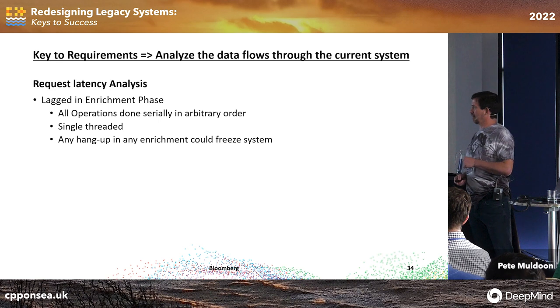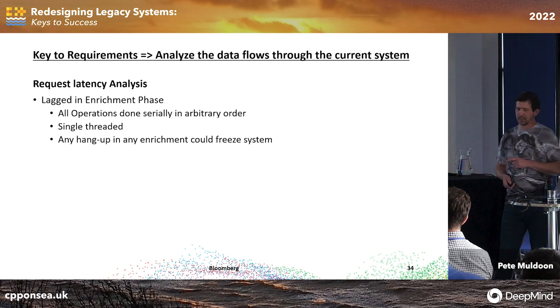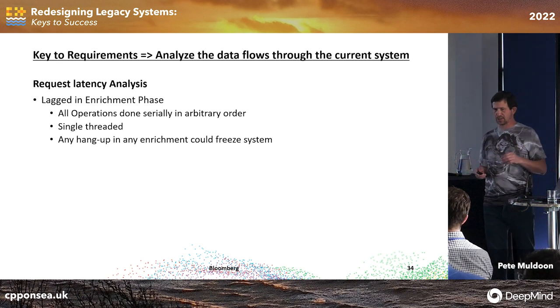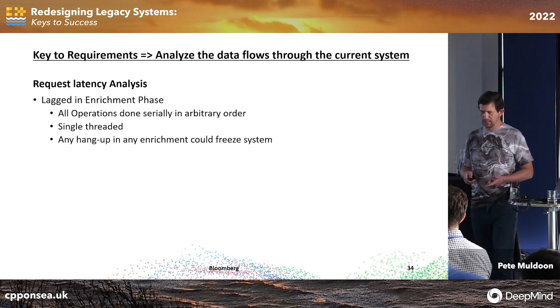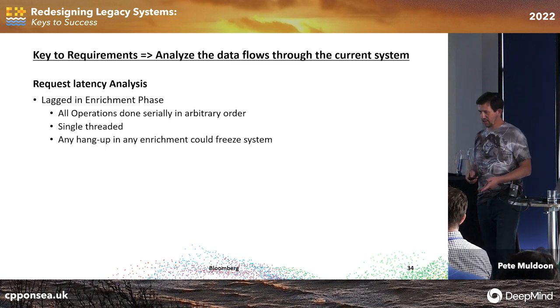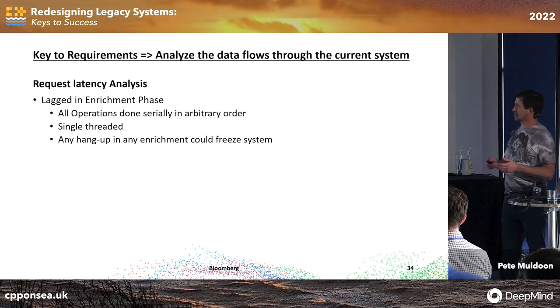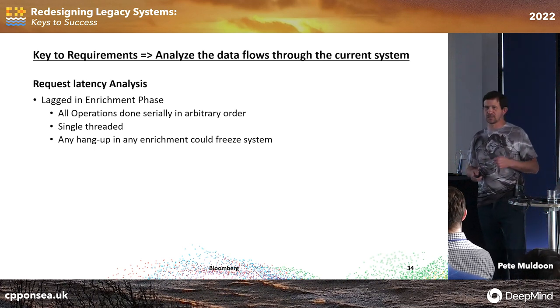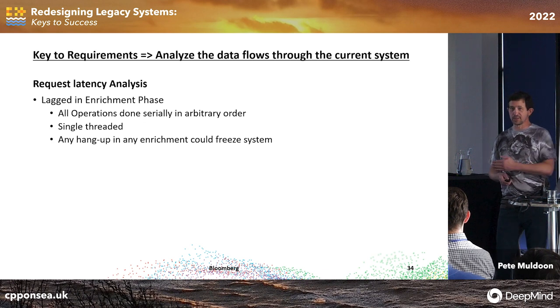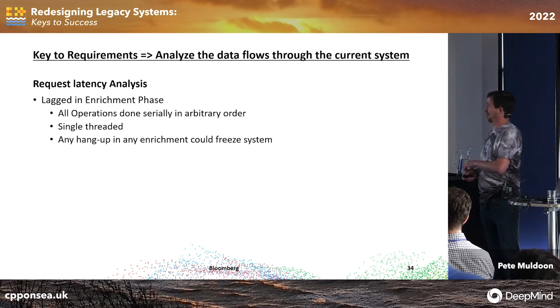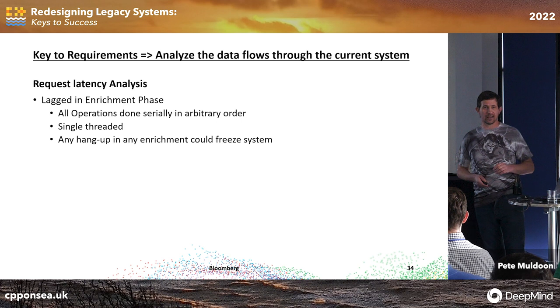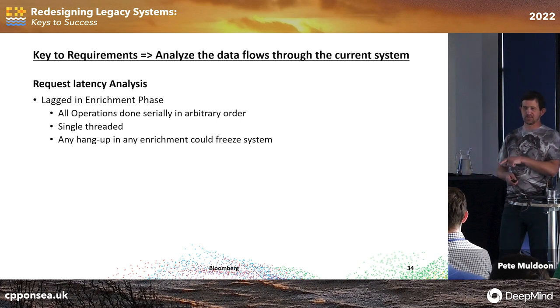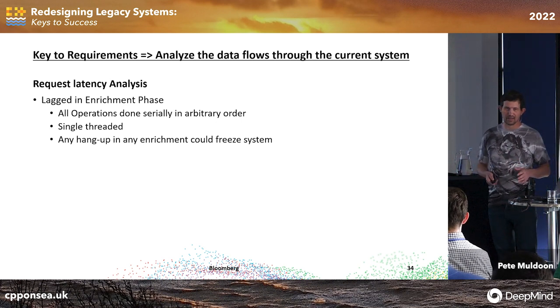Like I say, when I looked at it, I found it lagged in the enrichment phase because there was a bunch of enrichments, permissions, security, external keys. There's a whole bunch of stuff that gets done that was being done serially. And when I mean serial, I don't mean serially portrayed. I mean serially coming into this process. Right? It was single-threaded. And any hang-up in one of these enrichments caused the system to hang.